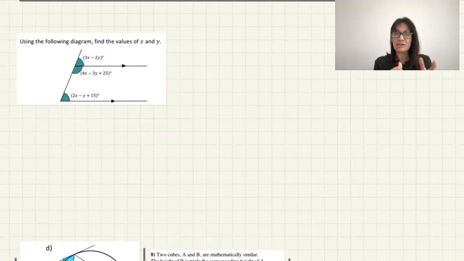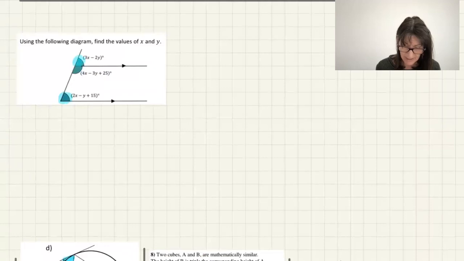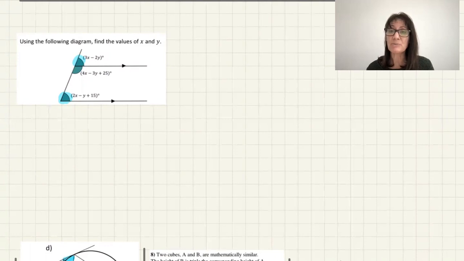I'm looking at a diagram with angles. I can see the diagram has parallel lines. I know that angles on parallel lines can be equal. They can be equal if they are corresponding or alternate. So I'm going to be looking for that when I look at this diagram. And I can see exactly that with this angle here and this angle here. They are on parallel lines. They are corresponding. That means that they are equal.